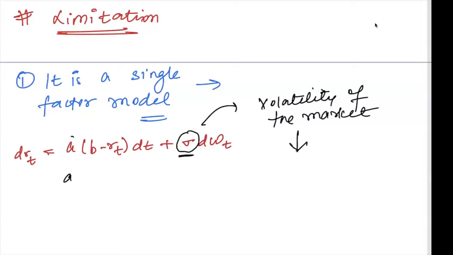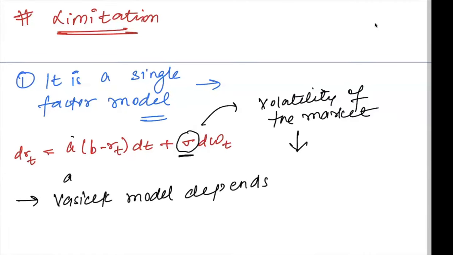So the Vasicek model depends on the volatility of the market.